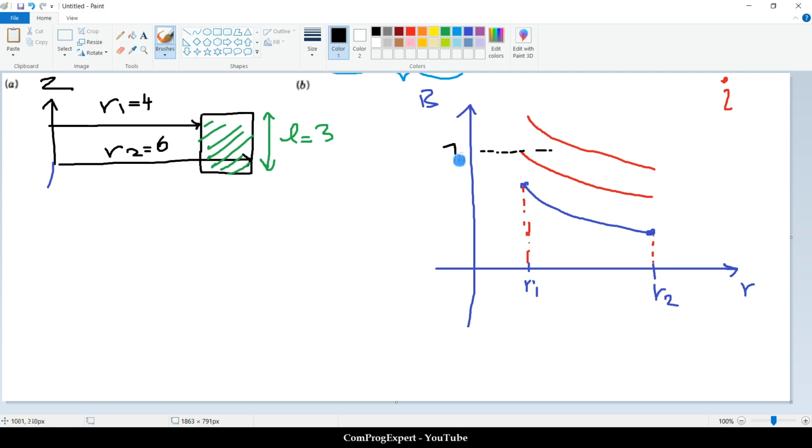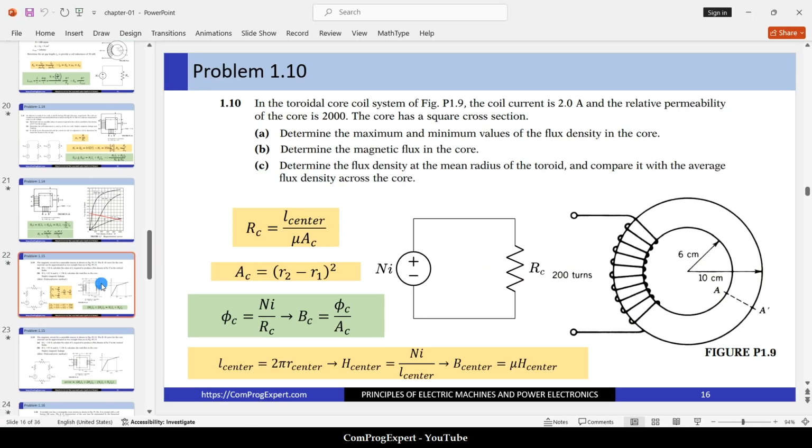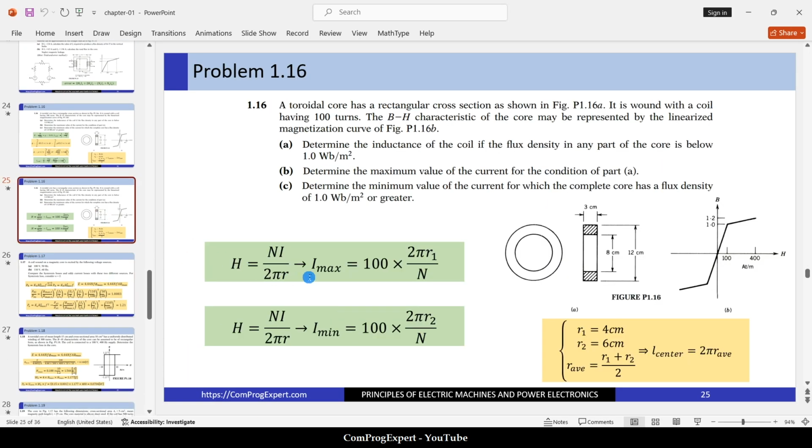Suppose this is 1 Tesla. The value of B for R1 must be equal to 1 Tesla. In this case, we can confirm that the value of B inside the core for any part is below 1 Tesla, because the maximum is for R1. So here we have these two equations. H is Ni divided by 2 times pi times R. So the maximum value of the current is equal to 100 times 2 times pi times R1 divided by N.